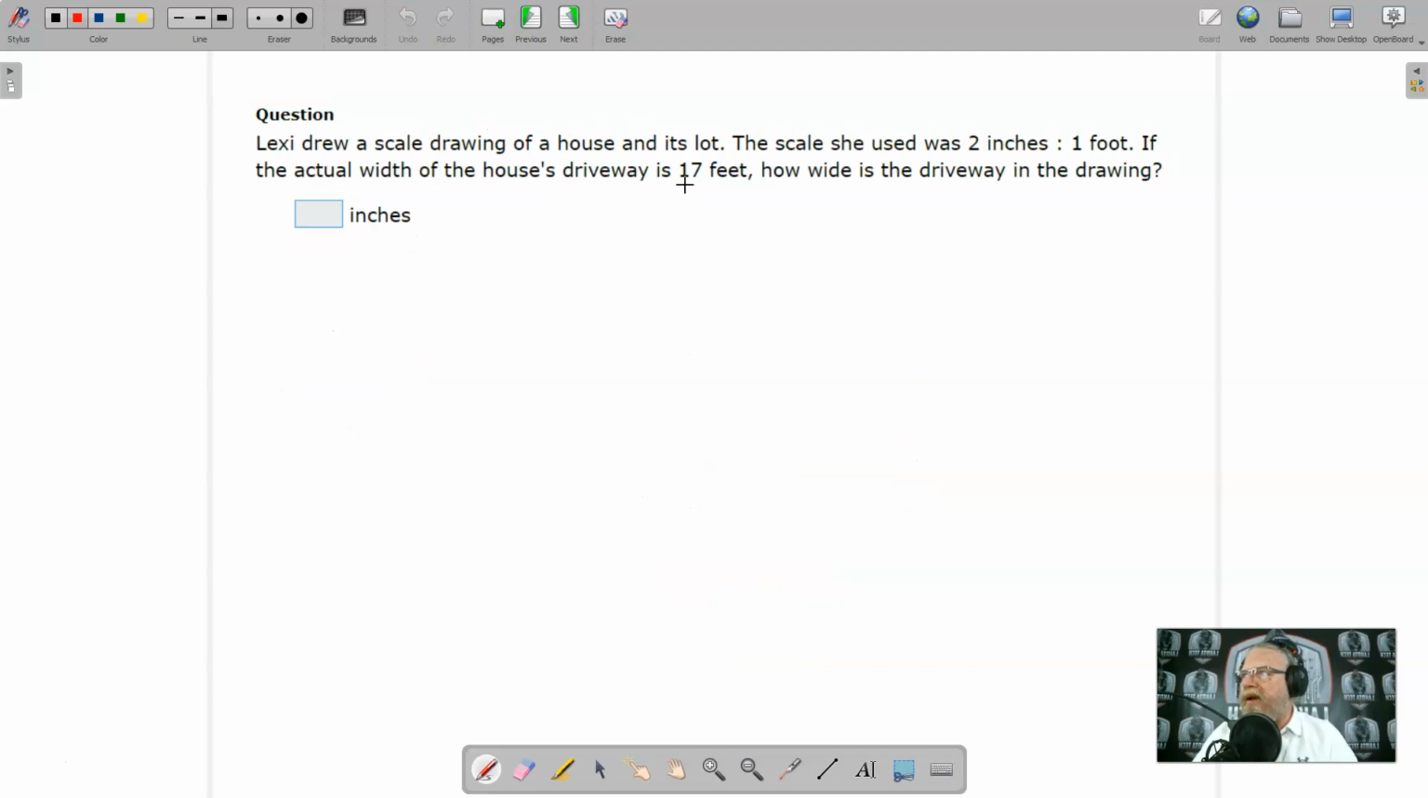Lexi drew a scale drawing of a house and its lot. The scale she used was 2 inches is to 1 foot. If the actual width of the house's driveway is 17 feet, how wide is the driveway in the drawing? So again, let's have real life over here and the scale over here. Set these two ratios equal to one another. Inches to feet, so go inches in the numerator, feet in the denominator.